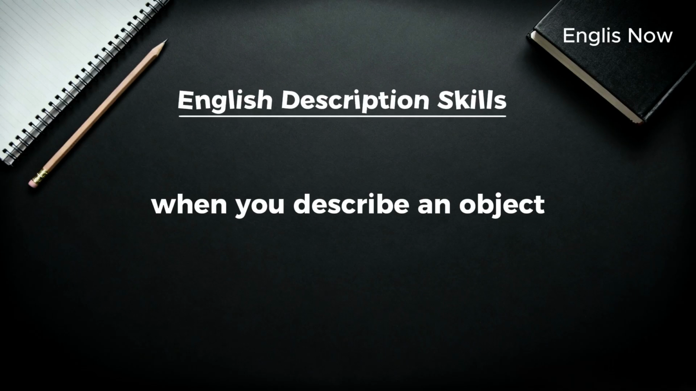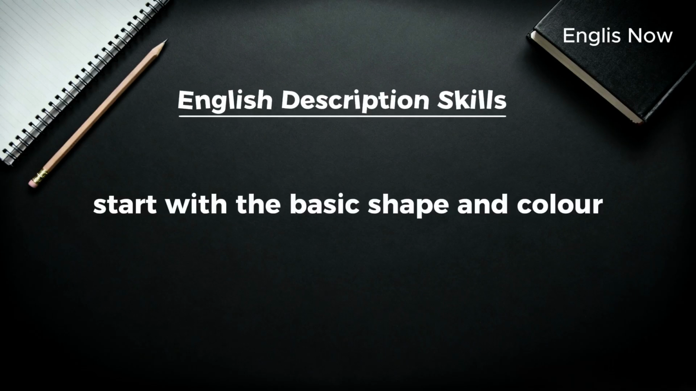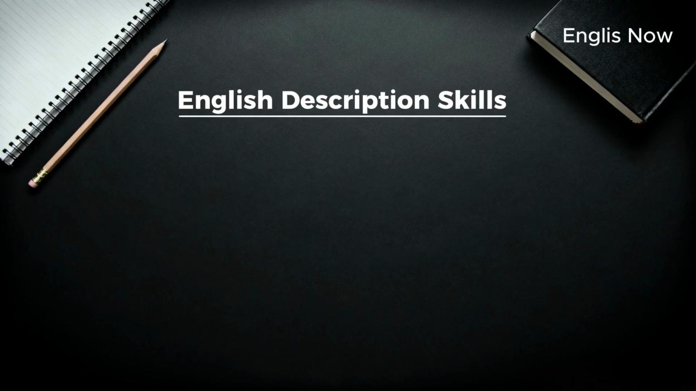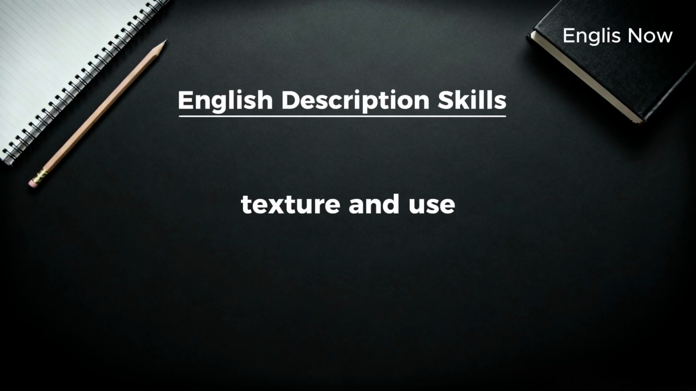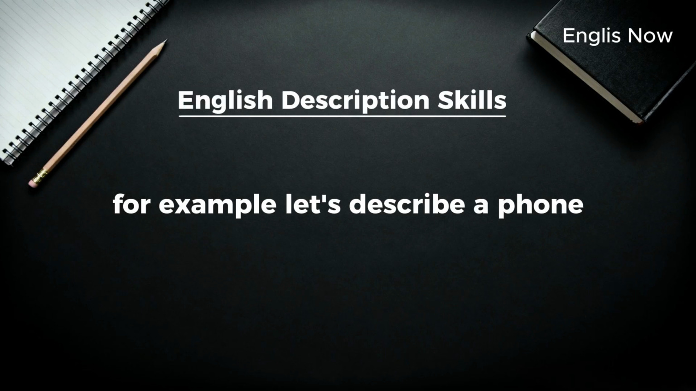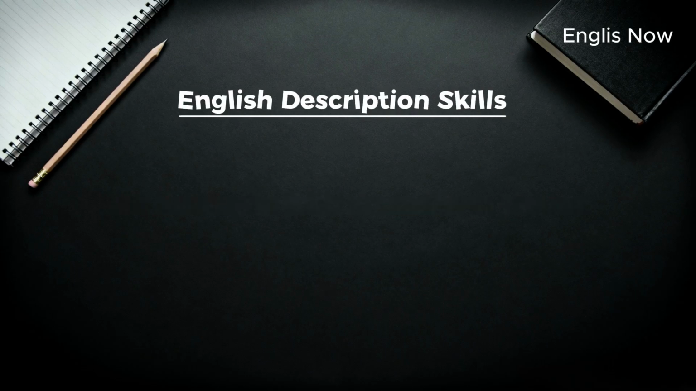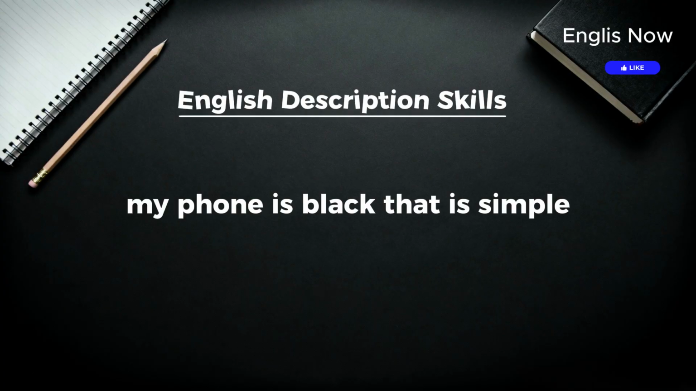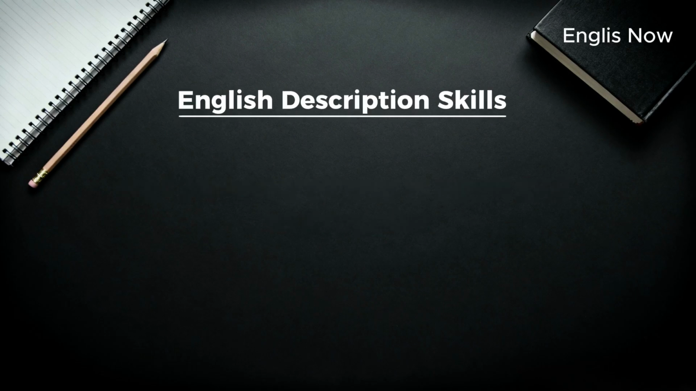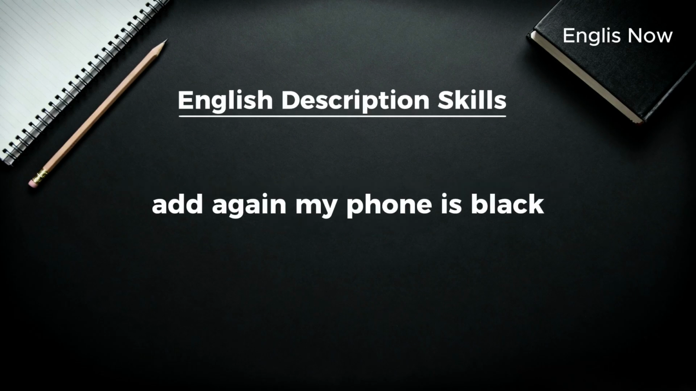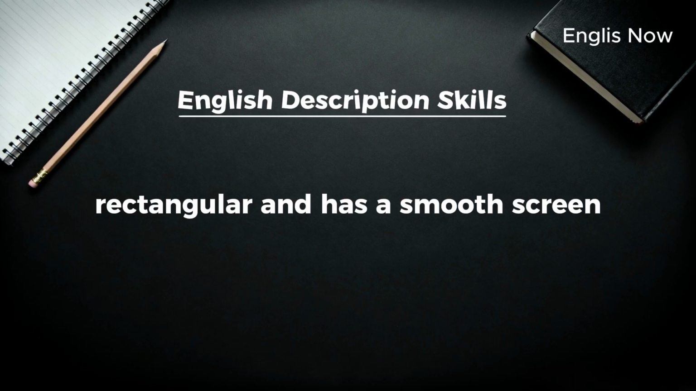When you describe an object, start with the basic shape and color, then add details about size, texture, and use. For example, let's describe a phone. My phone is black. That is simple. Add more. My phone is black and rectangular. Add again. My phone is black, rectangular, and has a smooth screen.